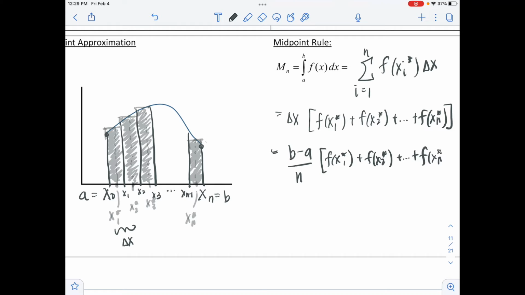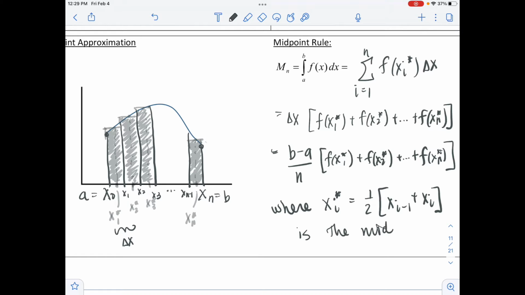And from here, we know that we can define where x sub i star is by adding together those two values for the rectangle, so x naught and x1, dividing by 2, and we get x1 star. So I'll put that down. And this is the midpoint of that interval, which is going to be from x sub i minus 1 to x sub i.